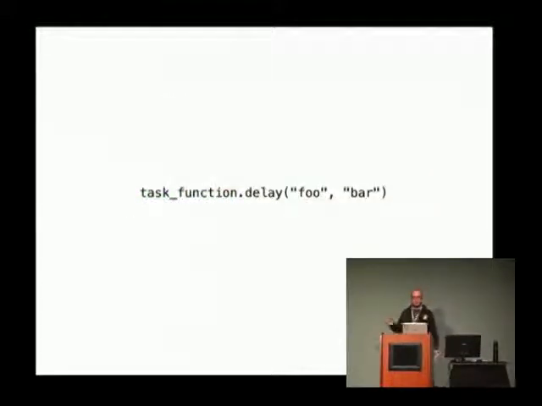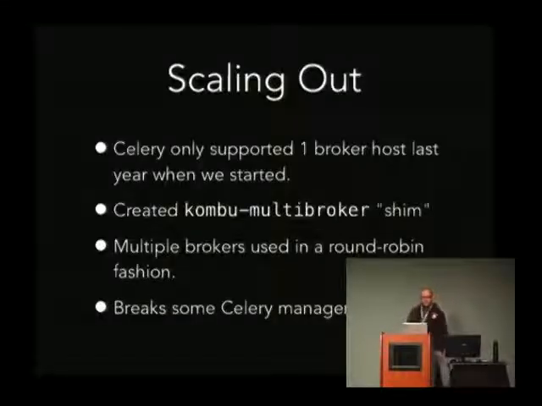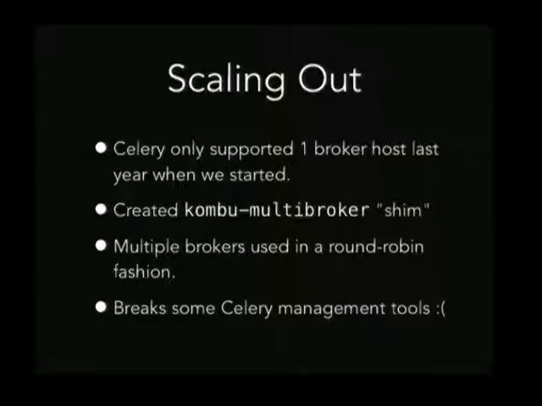To call a task that we created, we just call the function with .delay and pass it the arguments that we want. It's really, really simple. It's really great. We talked a little bit about scaling out. How does that work? Unfortunately, when we started with Celery, it only supported 1 broker. So we created this little hack shim thing we called Kombu Multi-Broker, Kombu being the library that Celery uses to talk to all of the brokers.